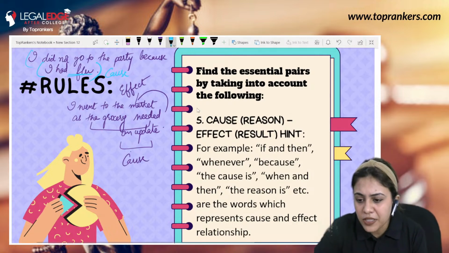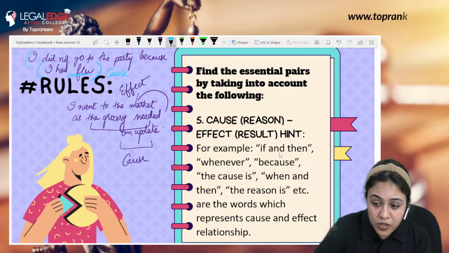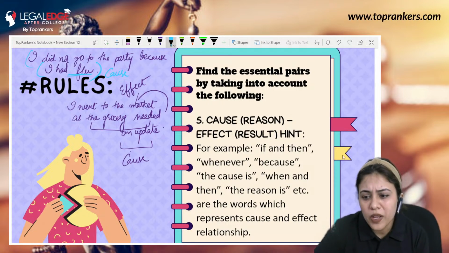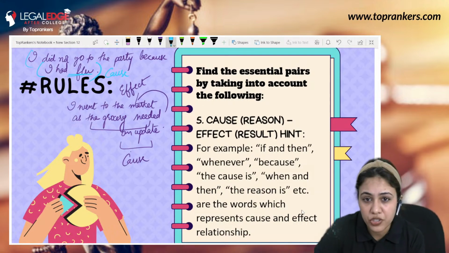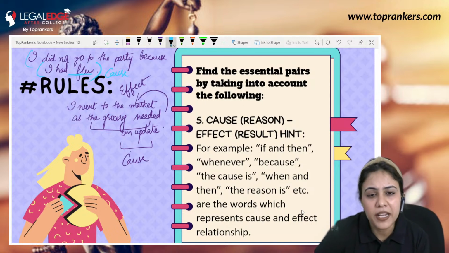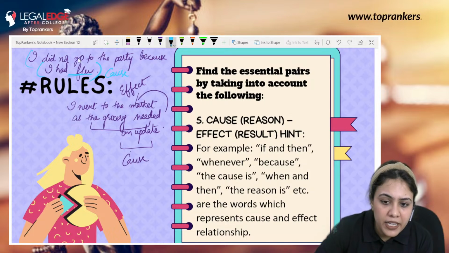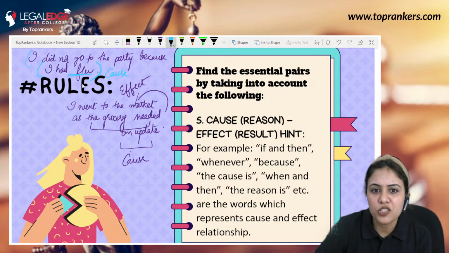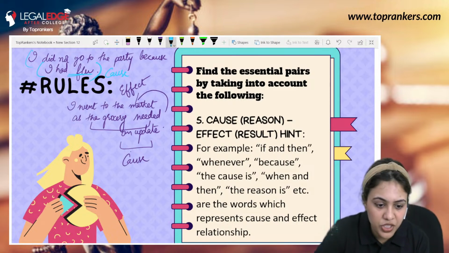So generally, as you can see, cause and effect will always be in the format of if and then. ठीक है? Whenever, because, the causes. So whenever you see such type of words or such type of word pairs, that means they are telling you about a cause and effect relationship. And cause and effect जहाँ पे आपको मिल गया वो एक essential pair होगा ही. ठीक है? So probably they'll give you this part as option C and the first part as option A. So you have to figure out whether they form an essential pair.